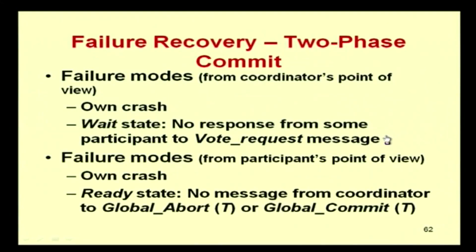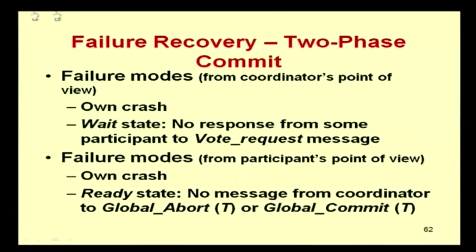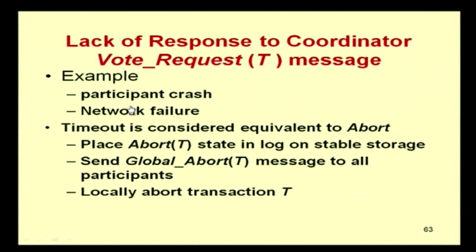In the two phase commit, the failure modes from the coordinator's viewpoint are that his own system can crash, or he can be permanently in a wait state because some participant has not responded to the vote request. From the participant's viewpoint, it is its own crash, or there is no message from the coordinator regarding the global abort or the global commit. So, participant crash, network failure, and timeout are considered equivalent to abort. So, place the abort T state on stable storage, send global abort and locally abort.